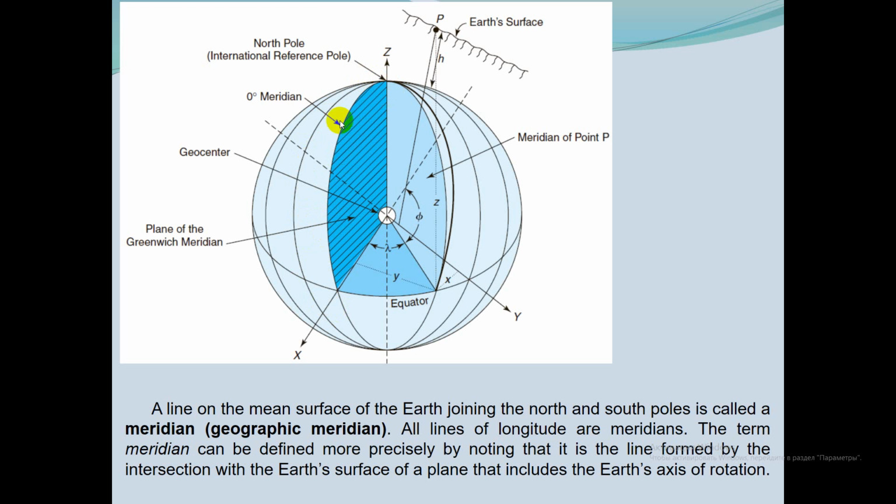So this is a zero meridian. This is a meridian of point P. This is the Earth's surface. This is a plane of the Greenwich meridian, and this is a geocenter, equator.